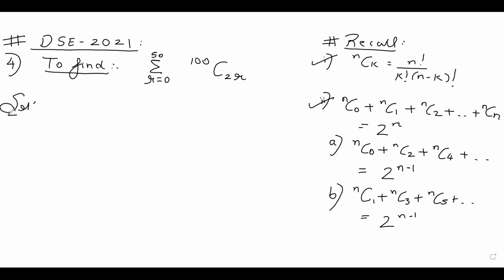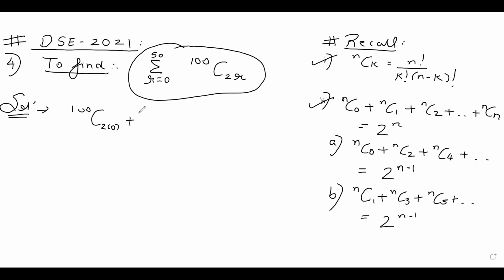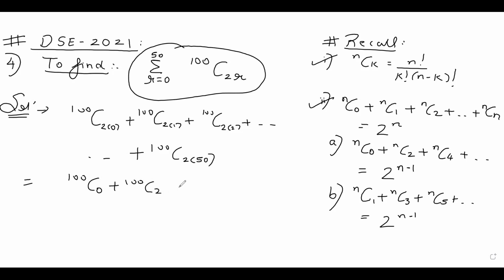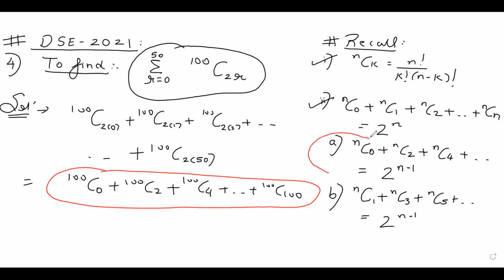And if you look at this particular question, if I expand this term, it's going to be 100 C2 into 0 plus 100 C2 into 1 plus 100 C2 into 2, and this is going on till what? 100 C2 into 50. So this is 100 C0, 100 C2 plus 100 C4 plus ... 100 C100. Now, if you compare this with this, if you compare the two, what do we learn?